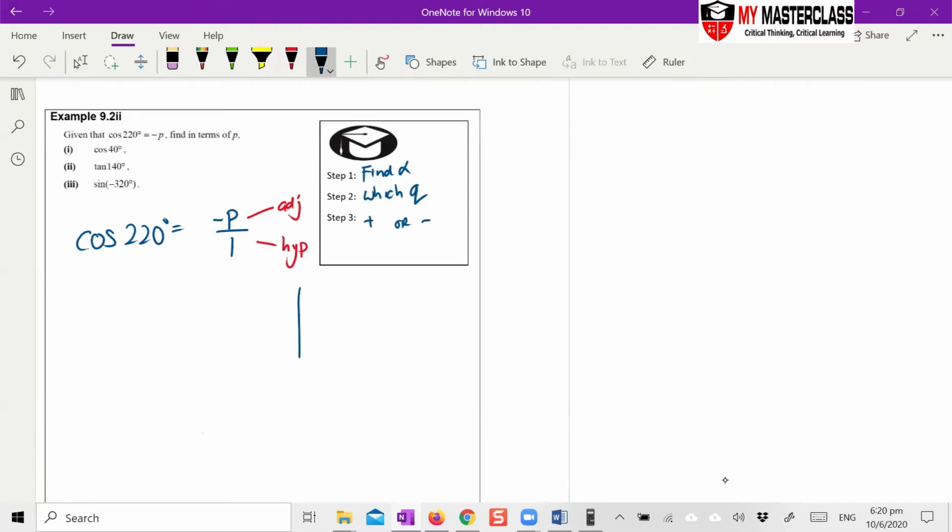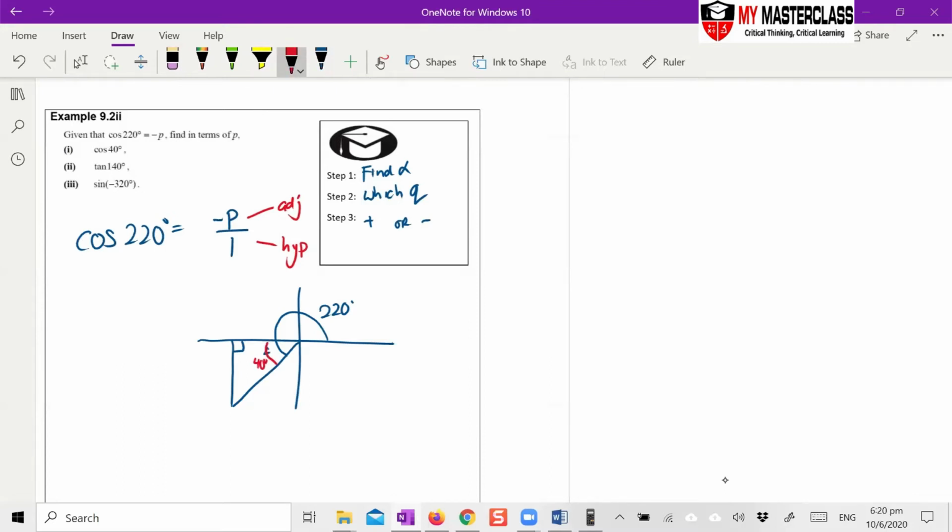Why is that so? 220. How does 220 look like? 220 looks like here. So this is 220. We always draw a right angle triangle with the x-axis. This is 220. This guy is the alpha of 220, which is how much? 40.